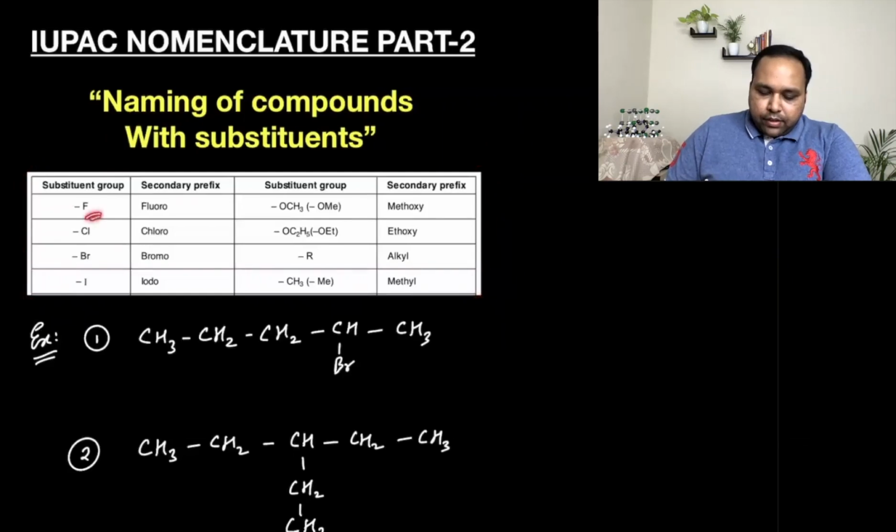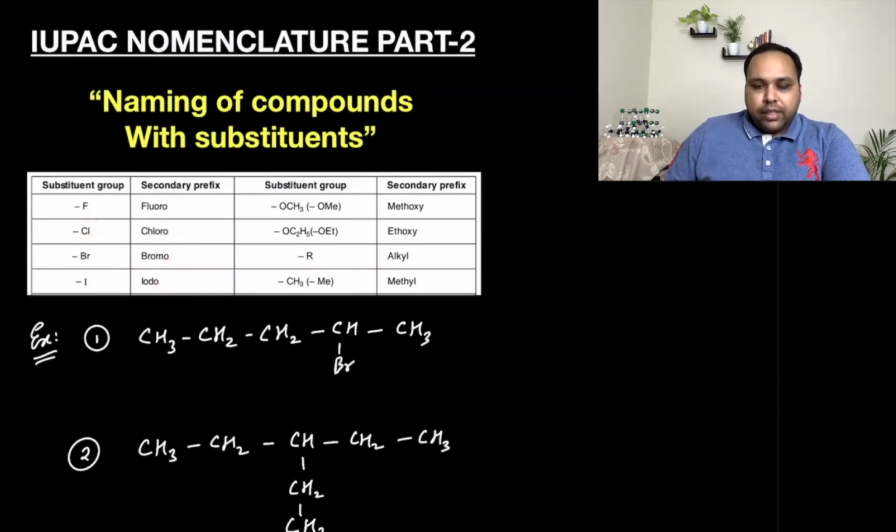Like fluorine is called fluoro, you'll have to remember these names. Okay, so fluorine will be called fluoro in prefix, chlorine will be called chloro, bromine will be called bromo, iodine will be called iodo.